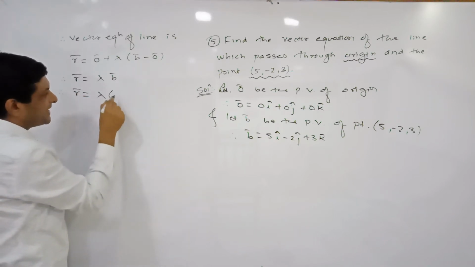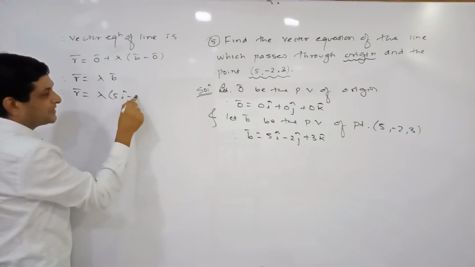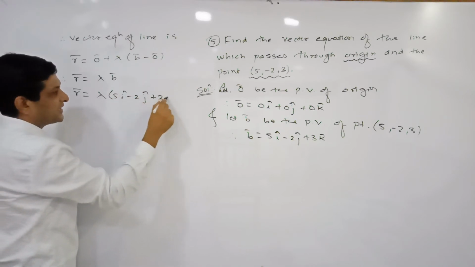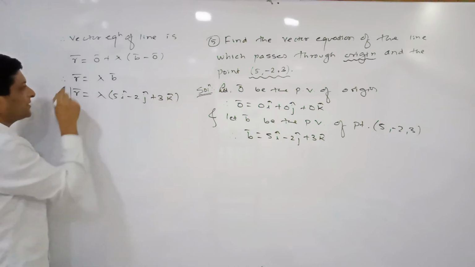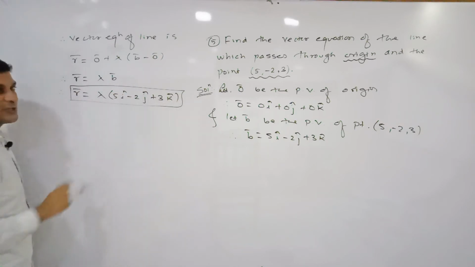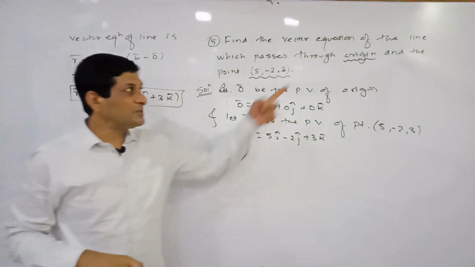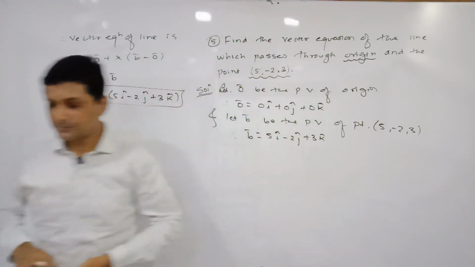What is the value of B bar here? 5 i cap minus 2 j cap plus 3 k cap. In this way, we have got our required vector equation of line passing through the origin and this point.